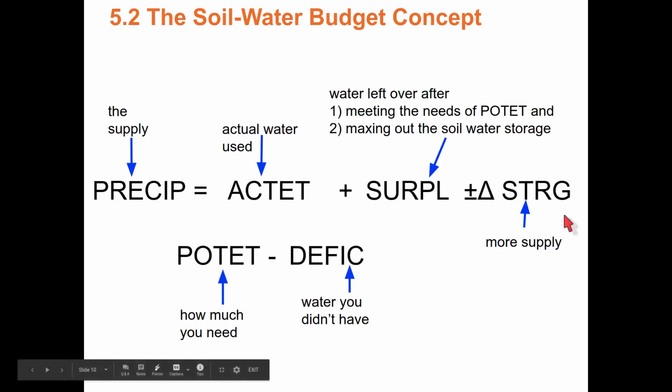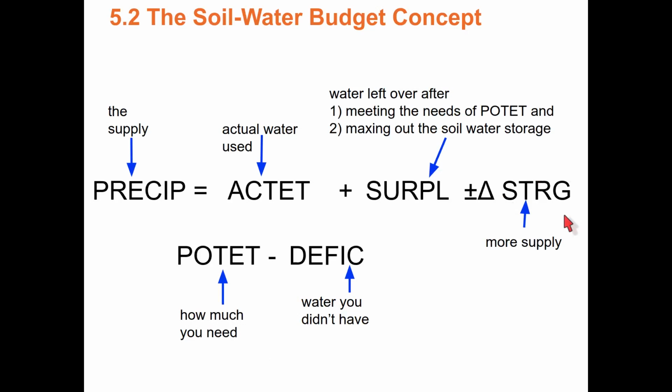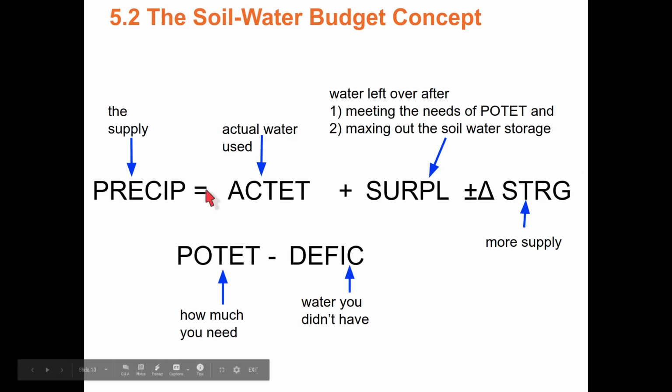Storage represents a second supply, although ultimately all of the supply for this is coming from rain. With the soil moisture storage, to meet the needs of potet, you need to look at both precip and soil moisture storage, and the combination of both of those is available to meet the needs of potet. And then again, surplus. Surplus is water left over after the soil is recharged with water and after the needs of potet are met.